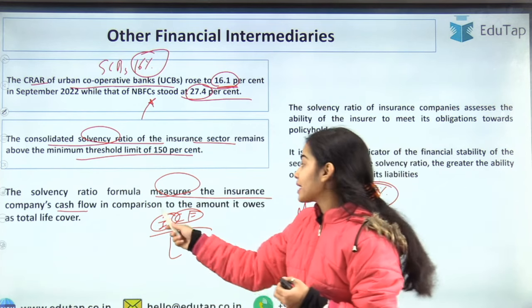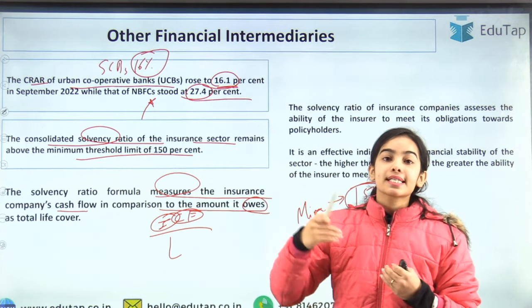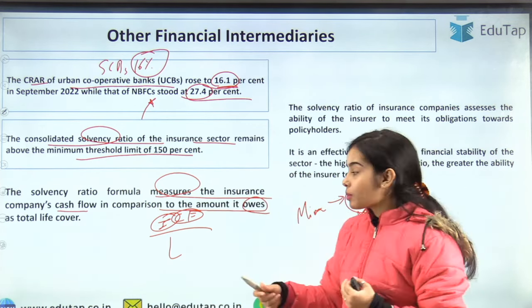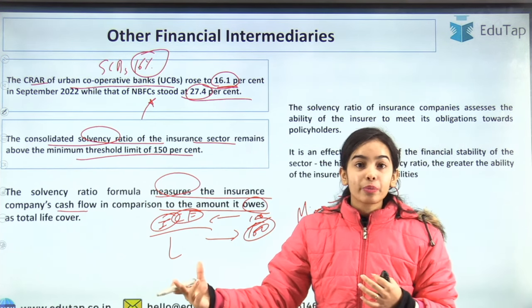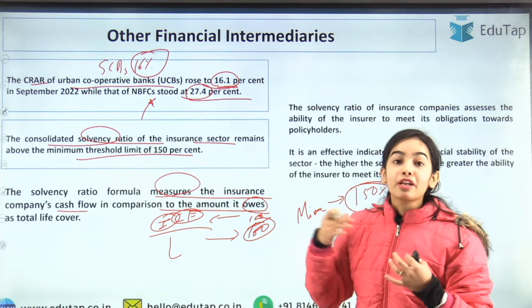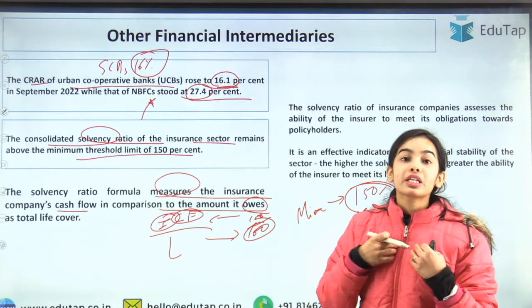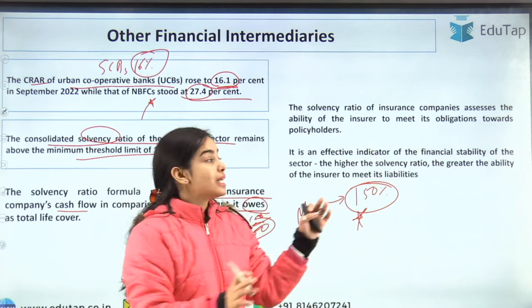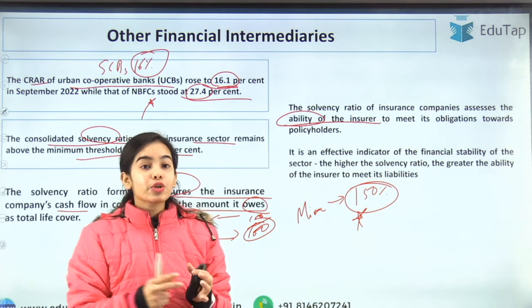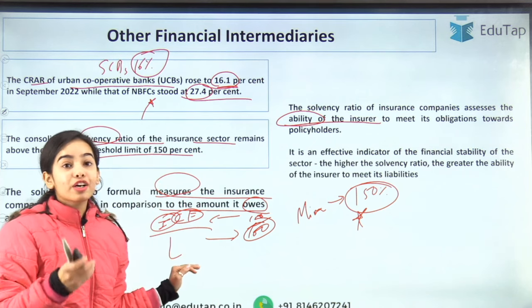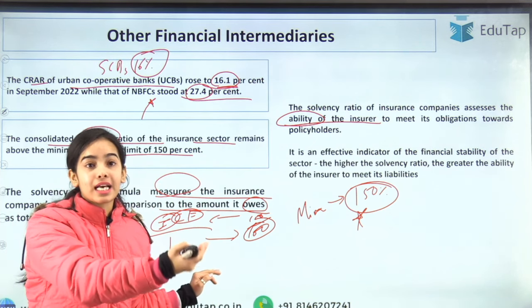That is in comparison to the amount it owes as total life cover. How much it is getting, how much it has to give. So it should be 150 upon 100. So if it is liable to give 100 rupees, then it has to maintain with itself cash flow of at least 150. So the solvency ratio of the insurance company assesses the ability of the insurance to meet its obligation. Is it going to have enough for the liability, for the money that it has to give?